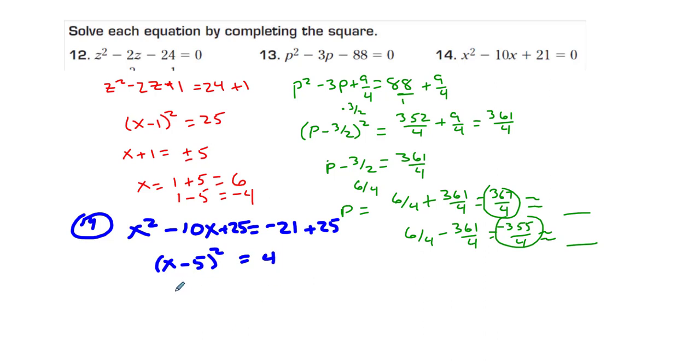Take the square root of both sides. X minus 5 is equal to plus and minus 2. Always remember the plus and minus part when you're doing the square root. And you're going to add 5 to both sides. So x is equal to 5 plus 2 and 5 minus 2, which is going to give us 7 and 3 for the answers for that one. So completing the square is, if you got good numbers, pretty straightforward.